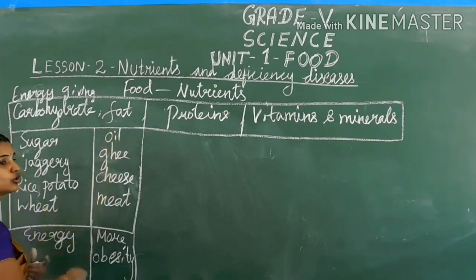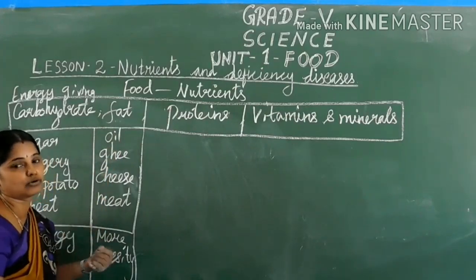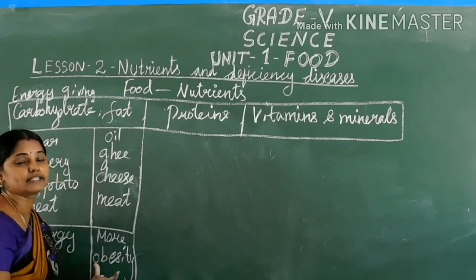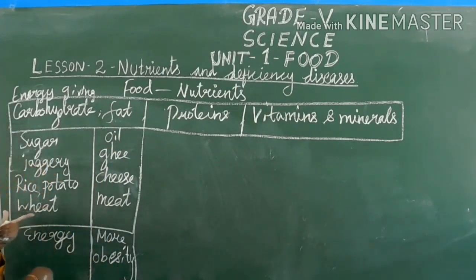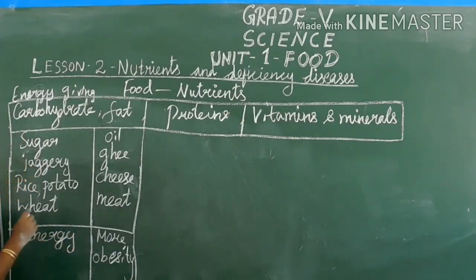So fat is good, but even though it gives more energy, we should take less amount. If you take too much fat, it will become fat. That means obesity. Okay. So the sugar, this kind of rice, potato, wheat, this gives energy to our body. So we should take more amount. Okay. So this gives instant energy.